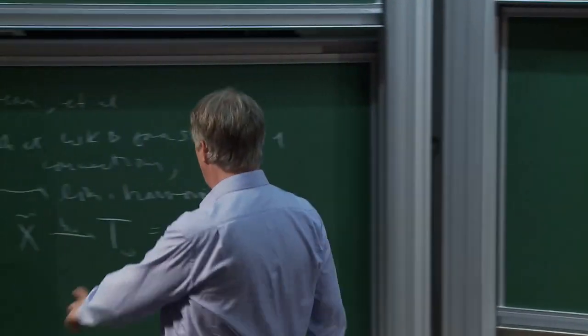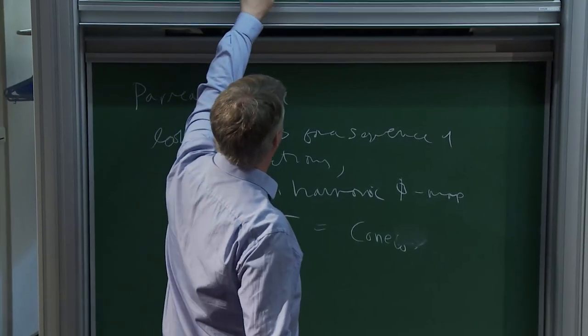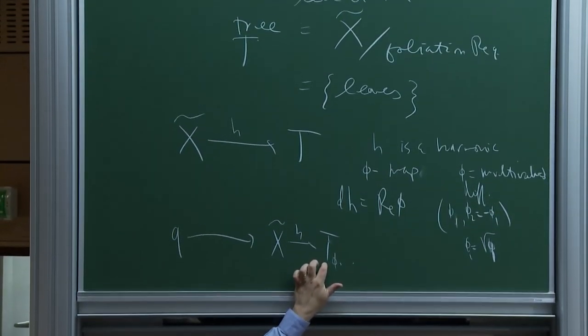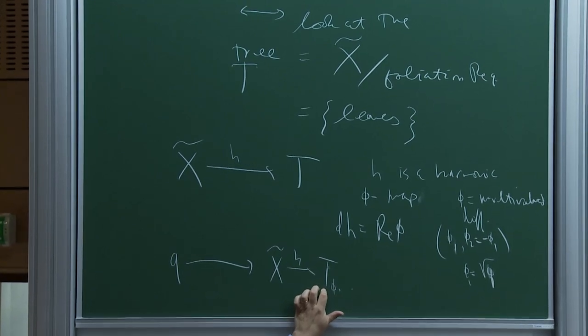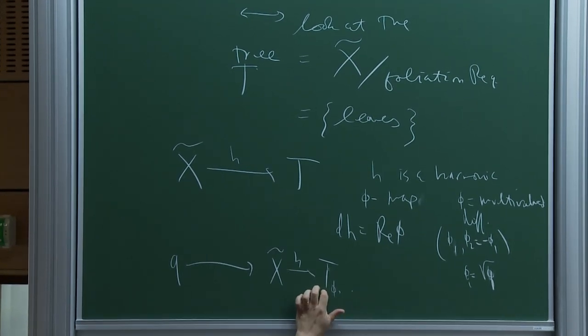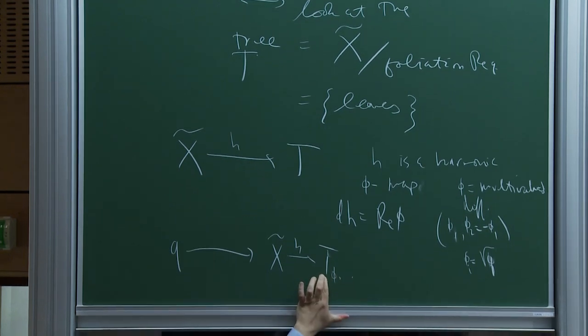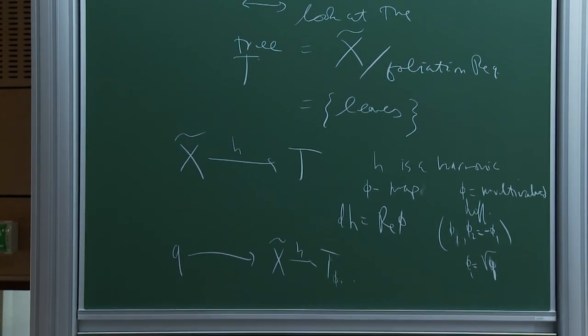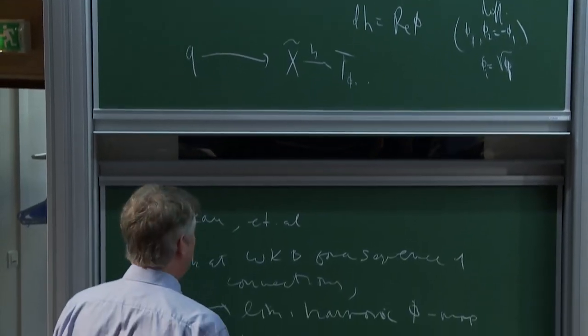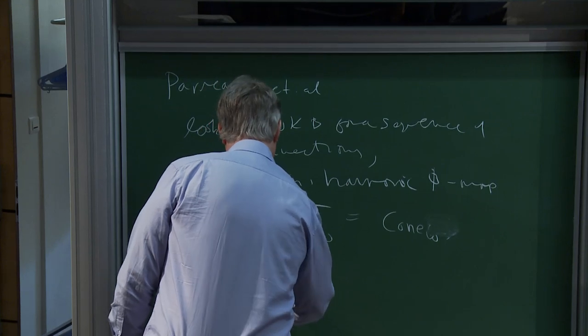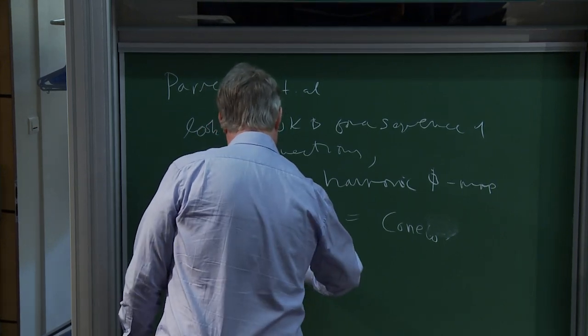But now, what's the relationship between this guy and this guy? It's just that this guy has an obvious universal property, which is anytime you have a harmonic phi map from x tilde into any tree, it obviously has to factor through the space of leaves, just because the real part of phi is zero along the leaves, so the harmonic map has to be constant on the leaves, okay? So this has a universal property like that.